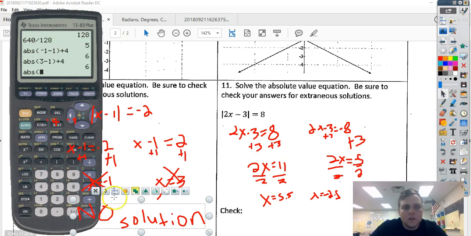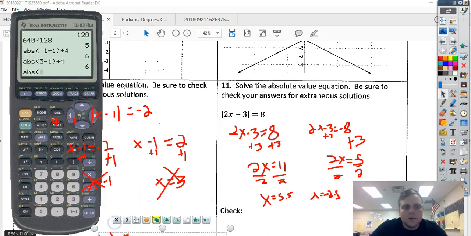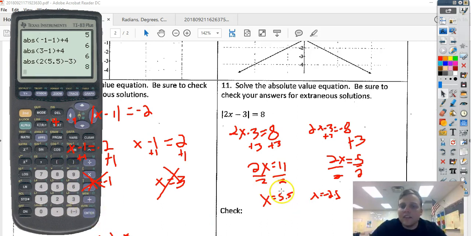Oops. Let's just move this for a second. There we go. 2 times, the first one we're going to check is 5.5 minus 3. And if this works, I'm going to get 8. And I did! So 5.5 is a good answer.